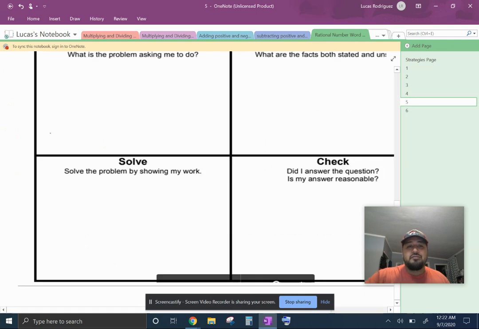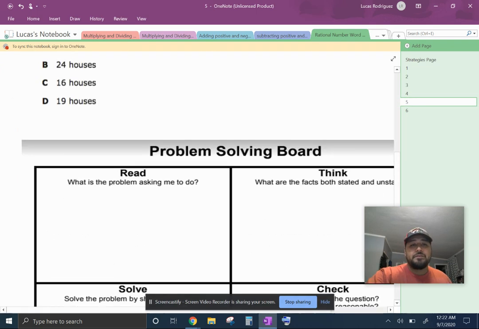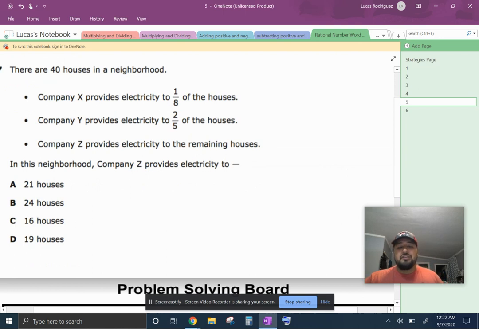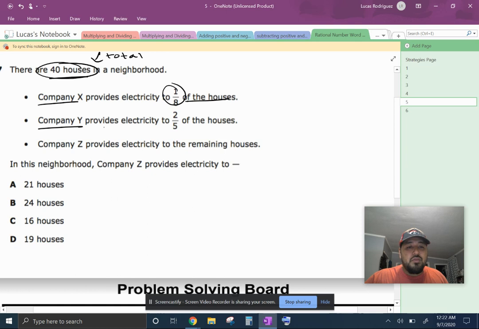Now we're moving on to number 5. We've got our fractions in here again, so let's figure out what we're saying. There are 40 houses in a neighborhood. That's the total in the neighborhood. Company X provides electricity for 1/8 of the houses. Remember what that fraction means. Company Y provides electricity for 2/5 of the houses. And Company Z provides electricity for the remaining houses. Of course, they're going to ask about Company Z, which we don't know.